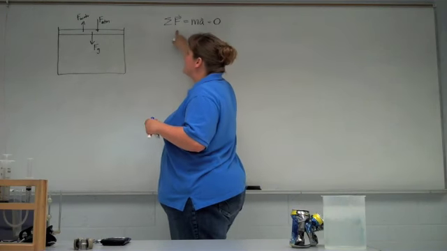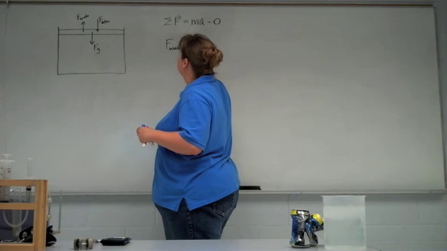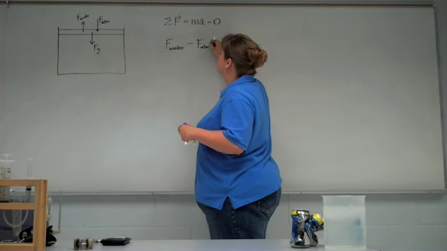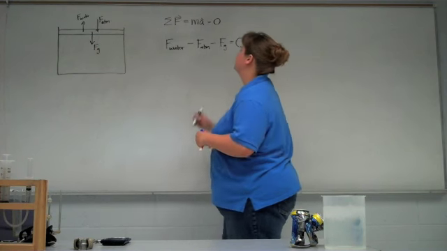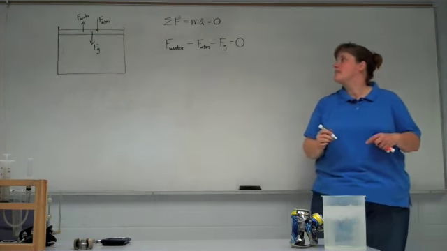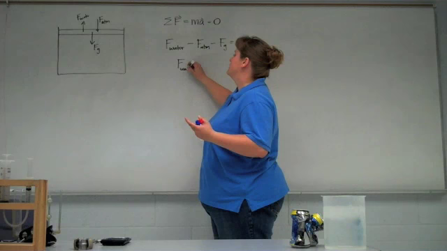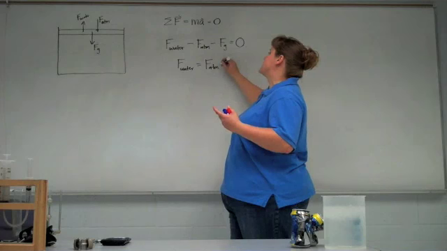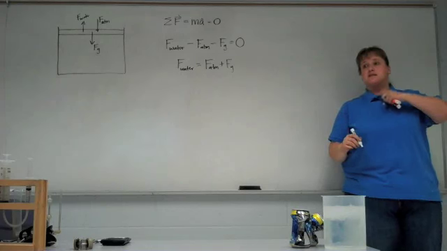Let's go ahead and write our force equation. We have the force of the water upwards. We have the force of the atmosphere downwards. And we have the force of gravity downwards. So basically, the force of the water upwards has to equal the force from the atmosphere plus the force of gravity in order for equilibrium to be maintained.